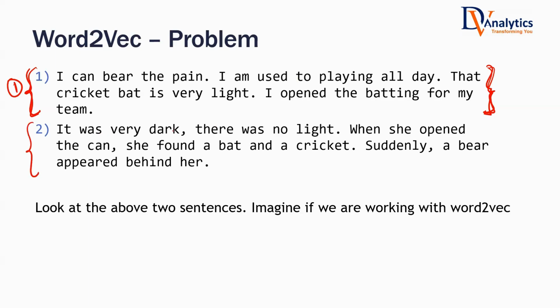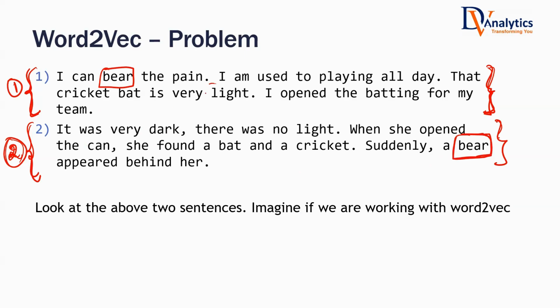Now, if I come here: it was very dark, there was no light. She opened the can, she found a bat and a cricket. Suddenly, a bear appeared behind her. This looks like a fiction novel, some kind of scary novel. I know this is just an extract of four or five lines, or two lines. So here, if you see this, I can bear the pain: here, bear means endurance. Whereas a bear appeared behind her: here, a bear is actually a bear animal.